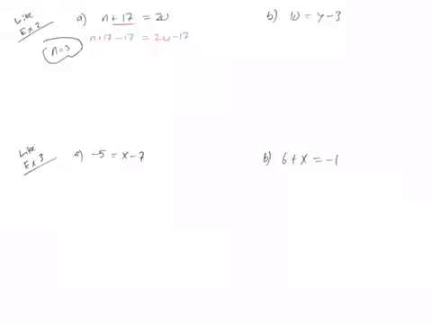Why I'm doing that is because this part right here, notice I have 17 minus 17. 17 minus 17 is 0. So my next line would look like this. N plus 0 is equal to, well, what's 20 minus 17? 3. And n plus 0, everybody knows what n plus 0 is. That's just n. So n is equal to 3. And that would be my answer.